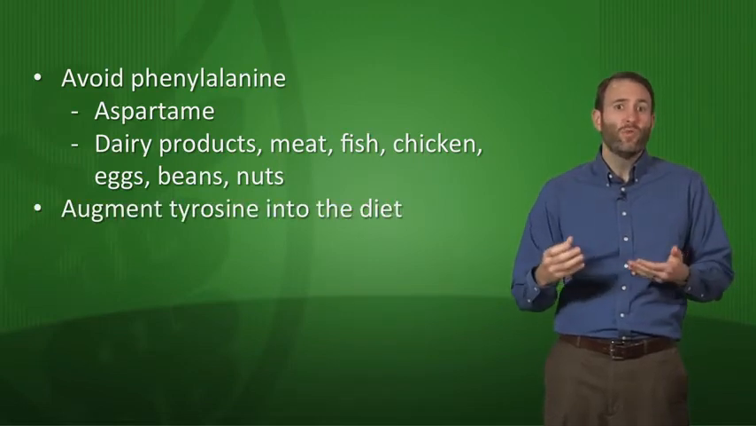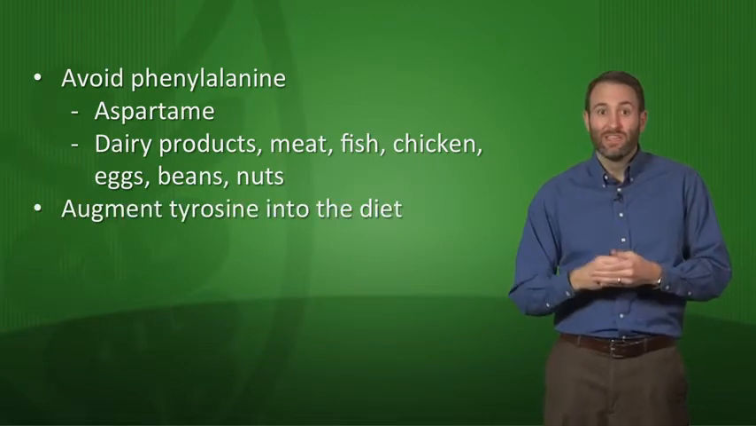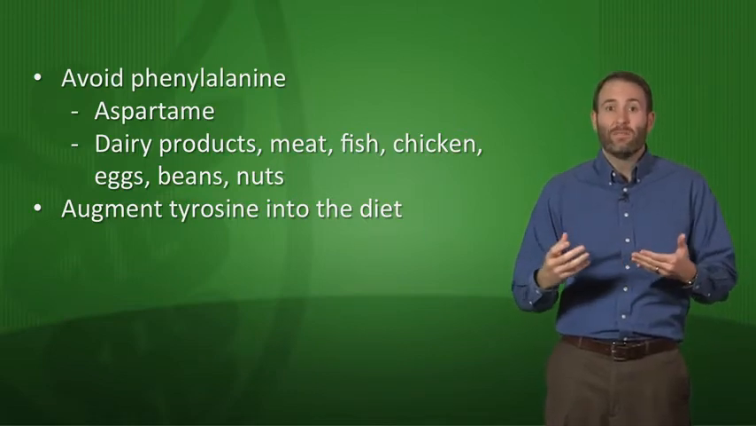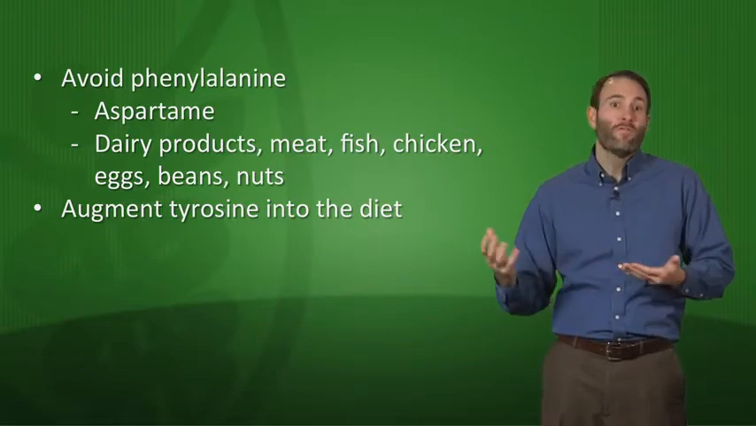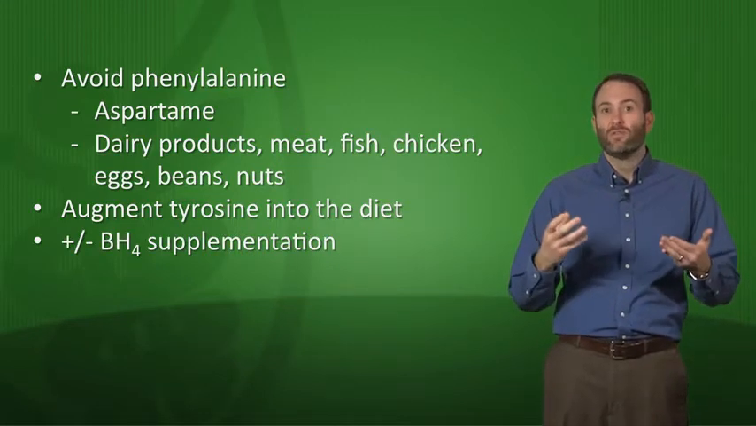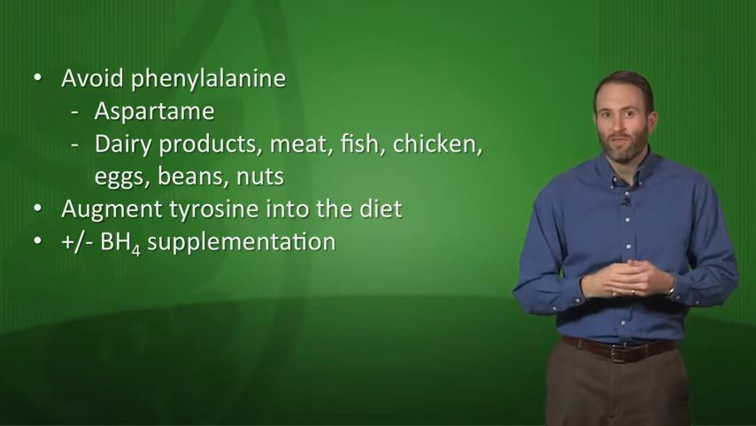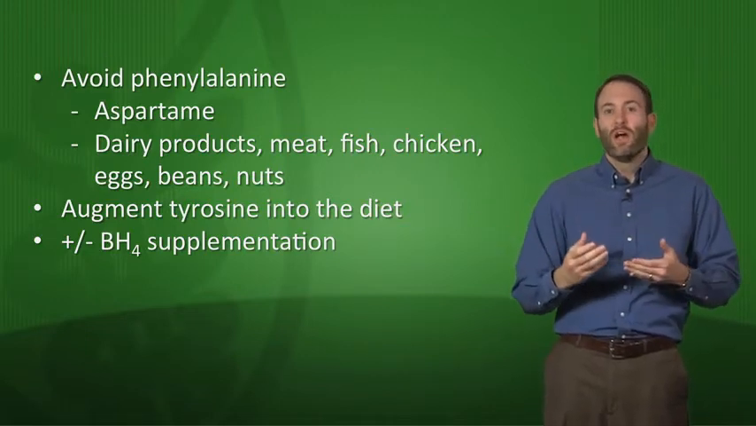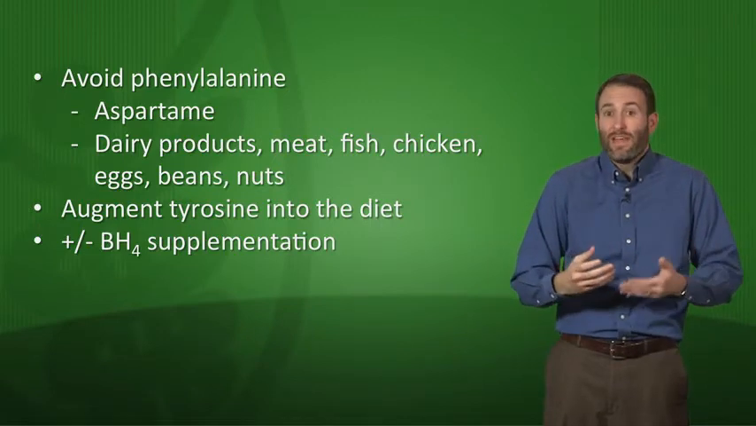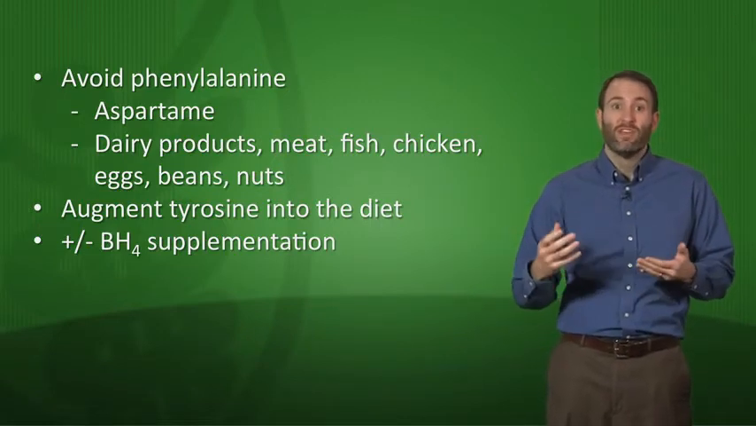And then again, you need to augment tyrosine into the diet because tyrosine is now essential. And again, it may not be that the enzyme is deficient. If it's a cofactor deficiency, that tetrahydrobiopterin deficiency, then that would become an essential factor as well that you're going to have to supplement with. So supplementation of tetrahydrobiopterin could be necessary. And this needs to be accomplished really within that first 3 weeks of life in order to prevent the characteristic effects of the disorder.